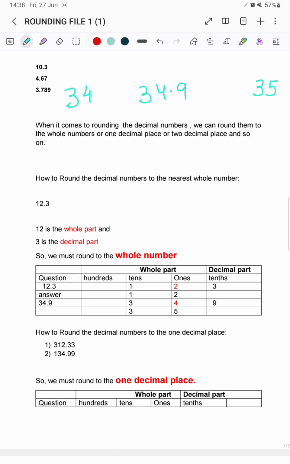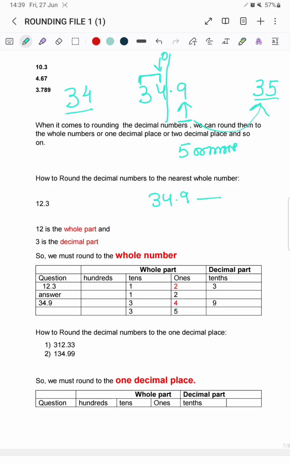Now that we have to round it to the whole number, this is our whole number part here, and this one's position is here. So we have to answer up to this whole part only, and the immediate next digit will tell us whether we need to round to 34 or 35. Because this value is 9, and when it is 5 or more, we always round to the higher value. So 34.9, after rounding to a whole number, will become 35.